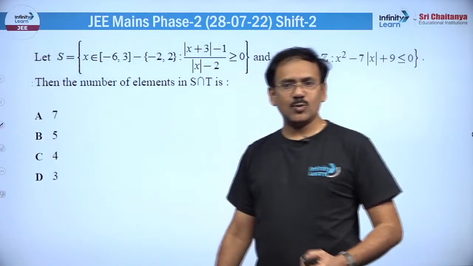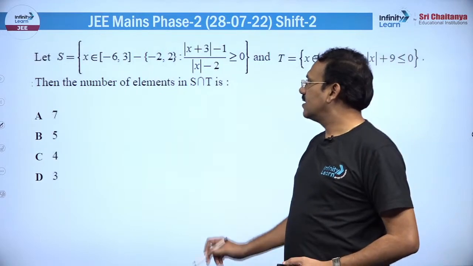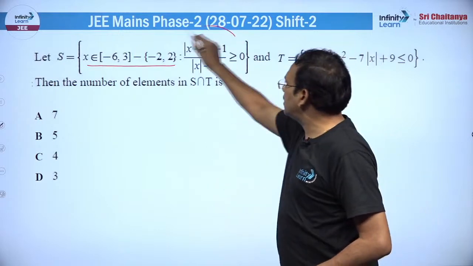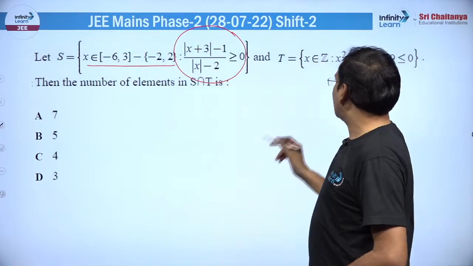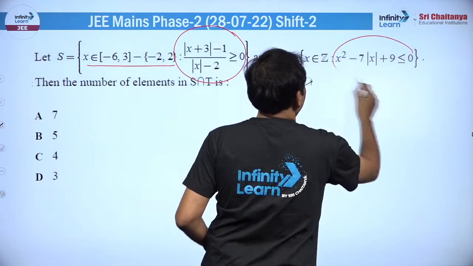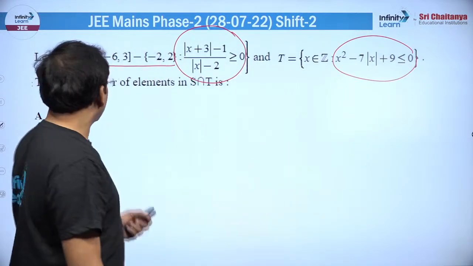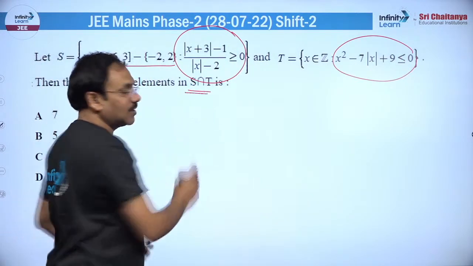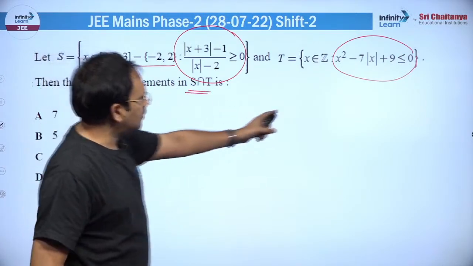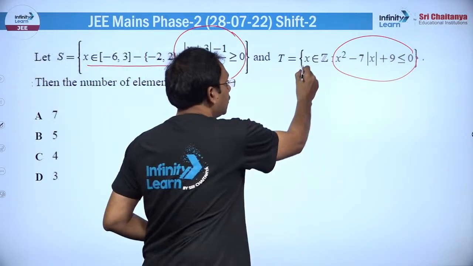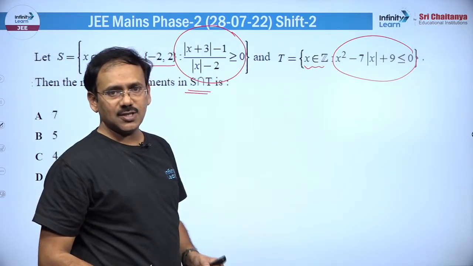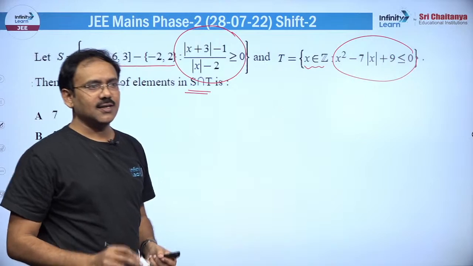Dear students, you see this question. S is the set of all real numbers from -6 to -3 satisfying this particular inequation, and T is the set of all integers satisfying this simple quadratic inequation, where mod x is given. He wants S intersection T, that means the common elements in S and T. It's a simple question. Since x belongs to integers, just find the integers which satisfy this particular inequation. Then you can substitute and verify here, my dear friends.